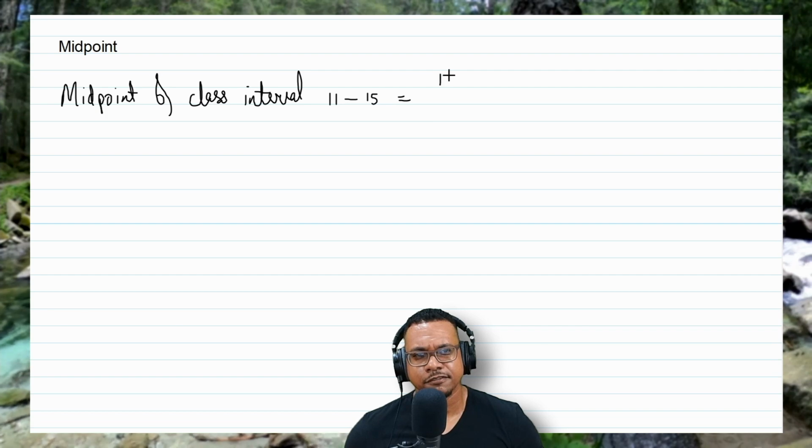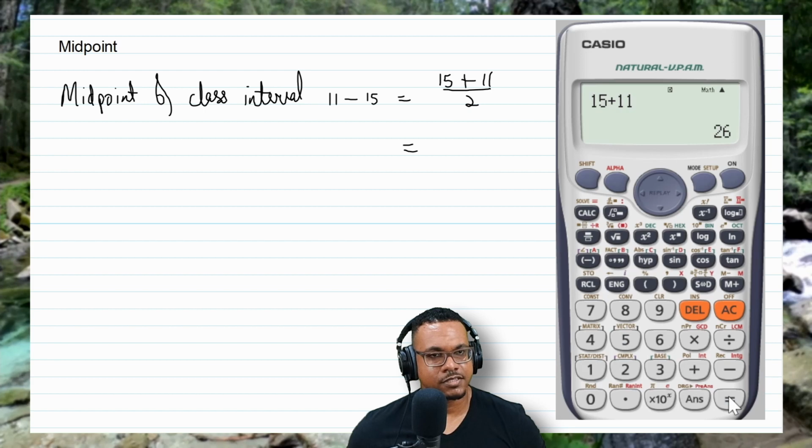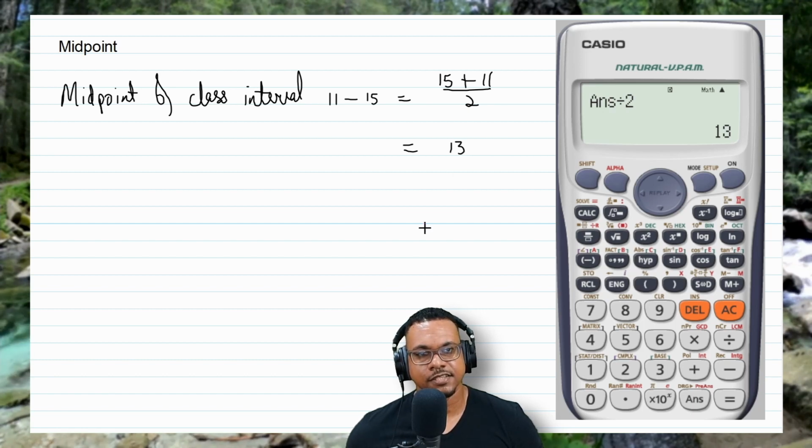So I could say 15 plus 11 divided by 2, put is equal to. All right, so let's see. 15 plus 11 plus equal, we get 26, and then divide that by 2, and we get 13. So our midpoint for the class interval 11 to 15 is 13.